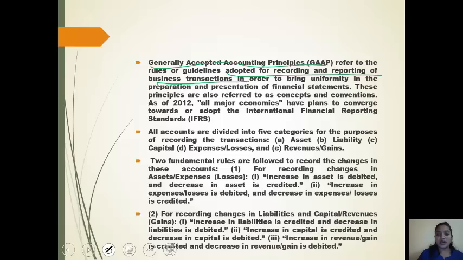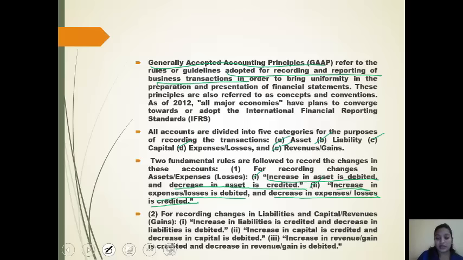All accounts are divided into five categories, that is, assets, liabilities, capital, expenses or losses, and revenues or gains. Two fundamental rules are followed for recording changes in the accounts, that is, for recording changes in assets or expenses, that is, losses: increase in assets is debited and decrease in assets is credited. An increase in expenses or losses is debited and decrease in expenses or losses is credited. These are known as the golden rules.